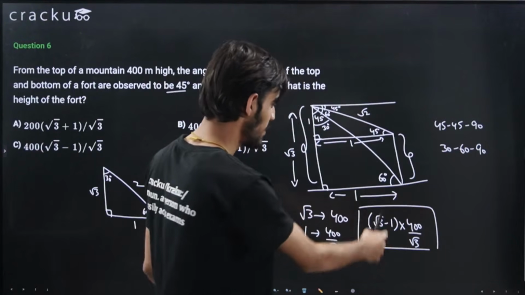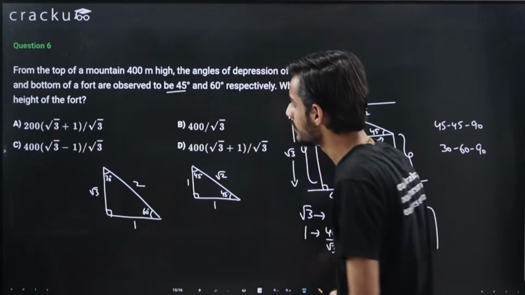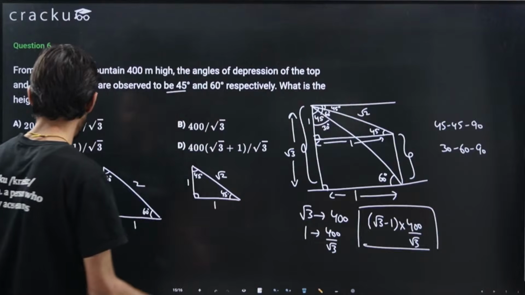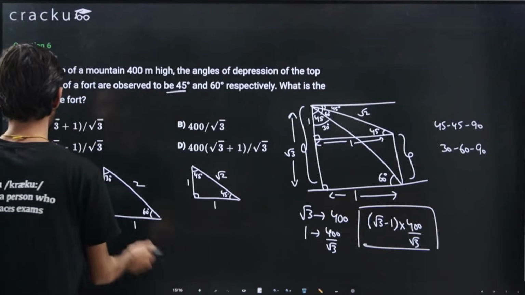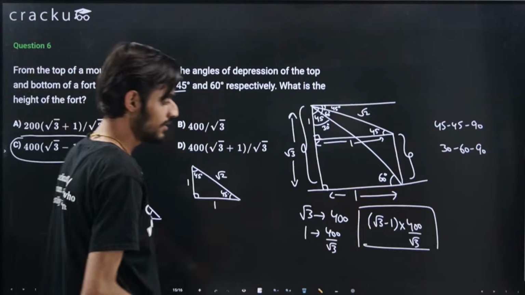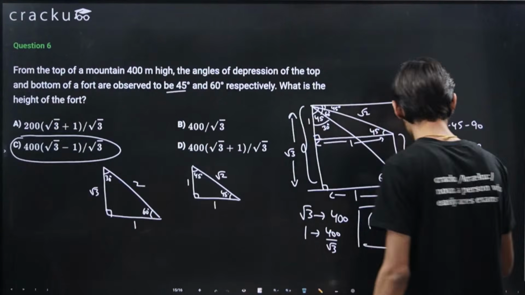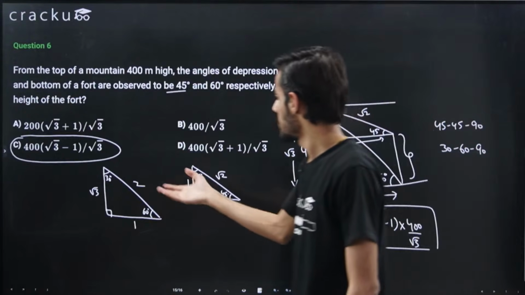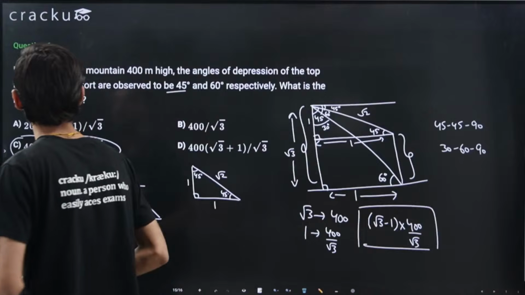I think we can just multiply by root 3 up and down, or is it? No, the answer is given in these terms only. 400 root 3 minus 1 by root 3. So the answer is C. Even though we could have further simplified this term by multiplying by, let's say, root 3 in the numerator as well as the denominator, the answer is given in these terms only. We can just mark it. That is option number C.